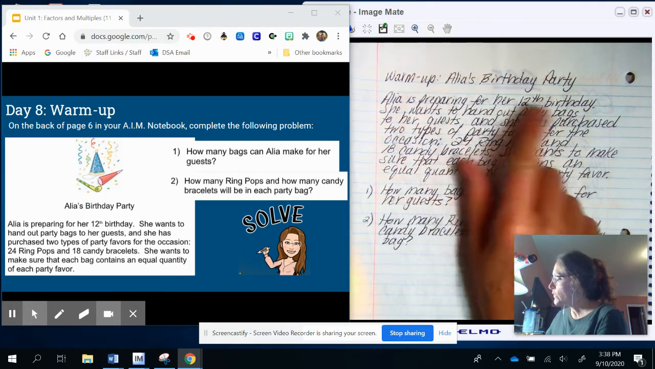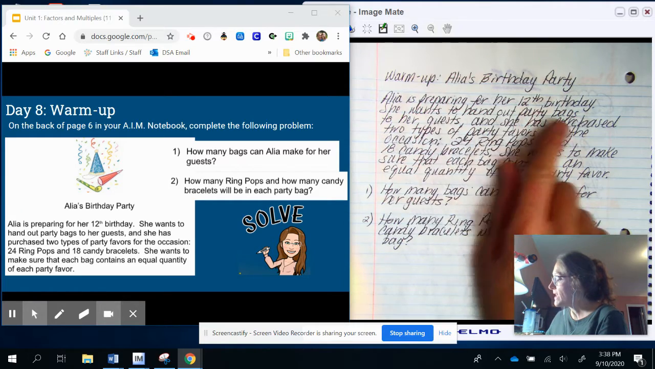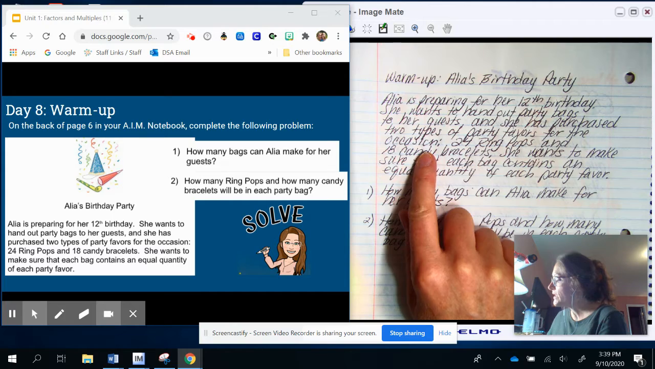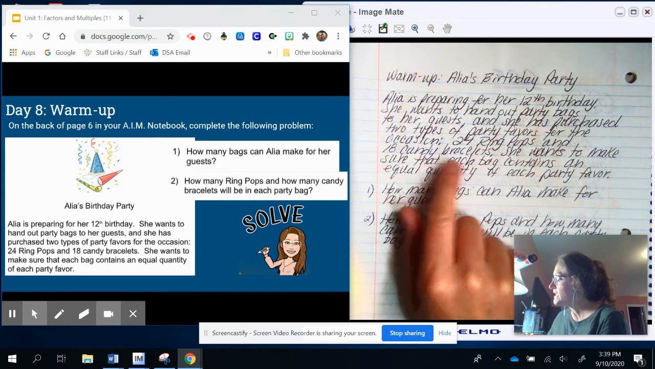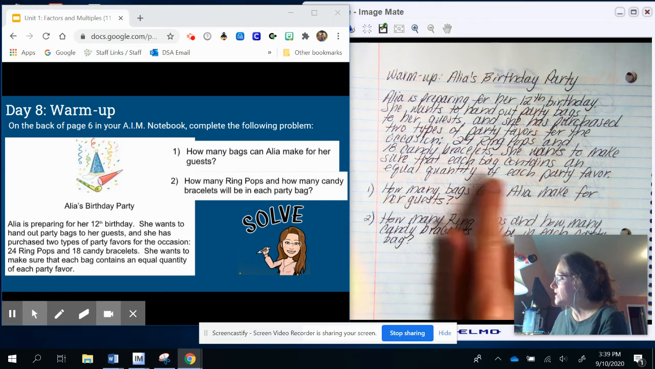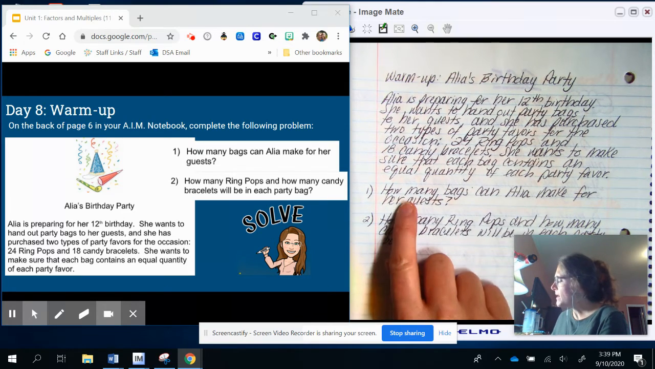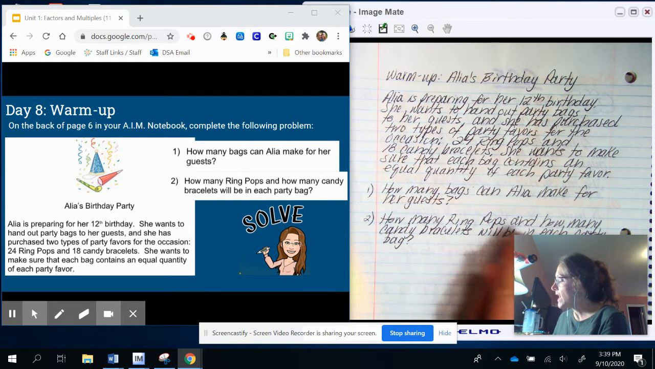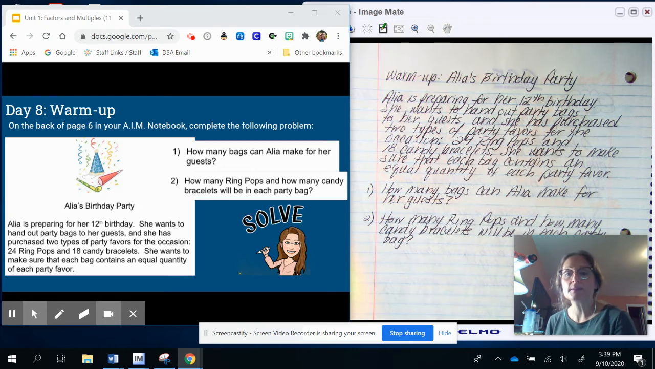All right, let's take a good look at Alia's birthday party. Alia is preparing for her 12th birthday. She wants to hand out party bags to her guests, and she has purchased two types of party favors for the occasion, 24 ring pops and 18 candy bracelets. She wants to make sure that each bag contains an equal quantity of each party favor. How many bags can Alia make for her guests? How many ring pops and how many candy bracelets will be in each party bag?